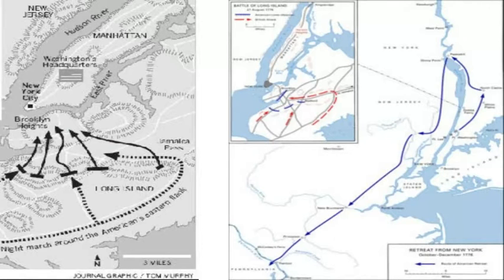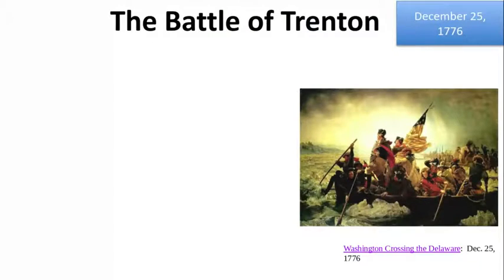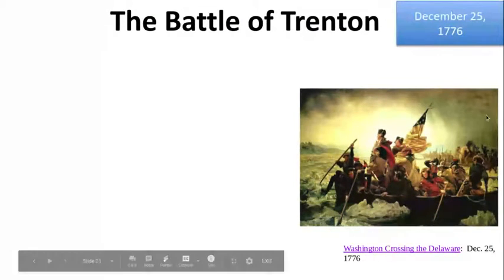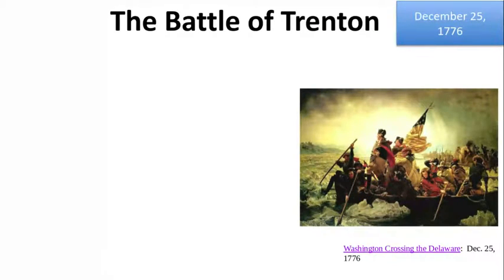Washington was in deep trouble at this point. The men's enlistment was about to be up. You can see when the fight was. Christmas. Nobody fights on Christmas except George Washington. The men's enlistment was up on January 1st. So they were counting down the days. They were tired of losing.